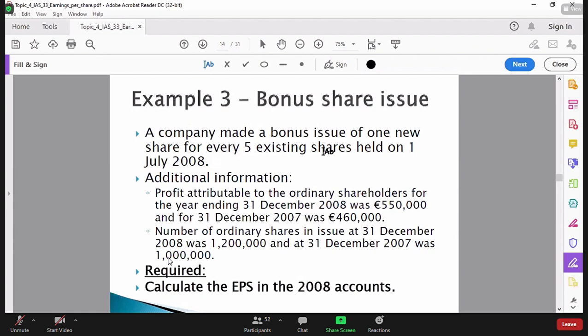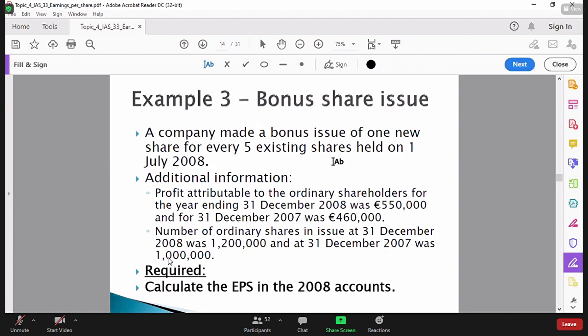A company made a bonus issue of 1 new share for every existing shareholders. So, okay, what you need to do is look at the bonus issue. For every 5 shares held, they will get 1 bonus share. That is declared on the 1st of July 2008.